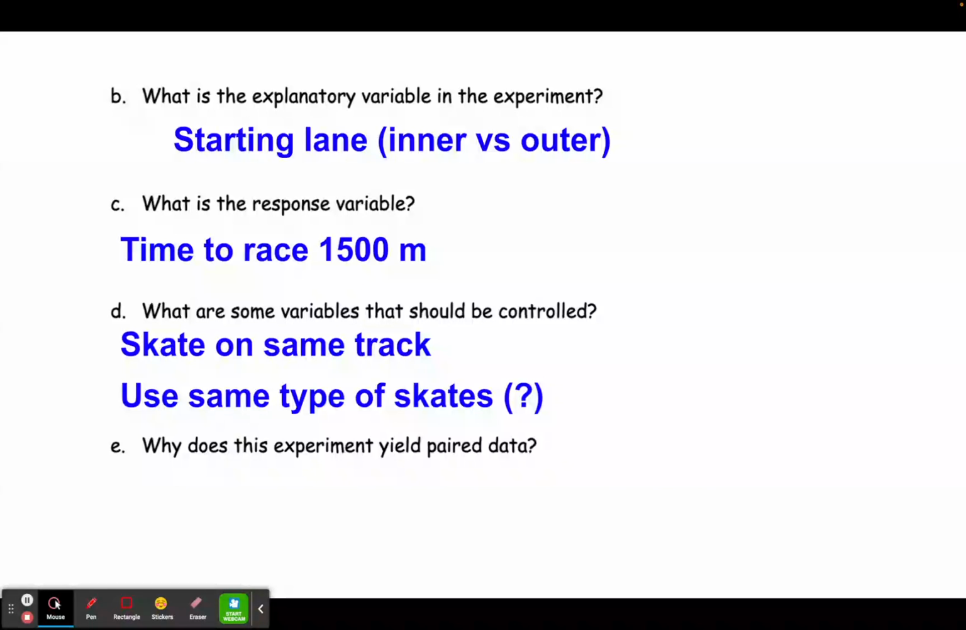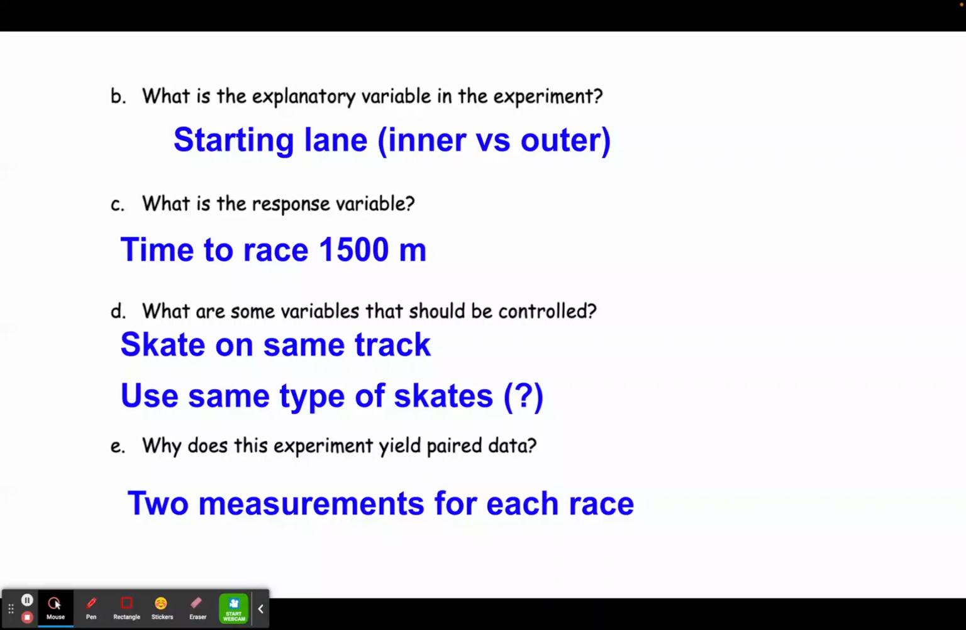And then part E is asking, why does this experiment yield paired data? Well, we're taking two measurements from each race. We're taking inner and outer, and they're skating at the same time. So it's sort of a natural pairs setup that would lead us to analyzing paired data.